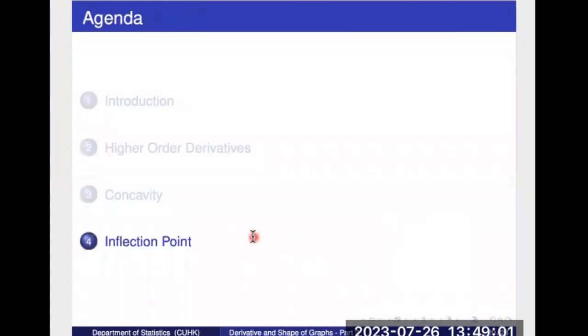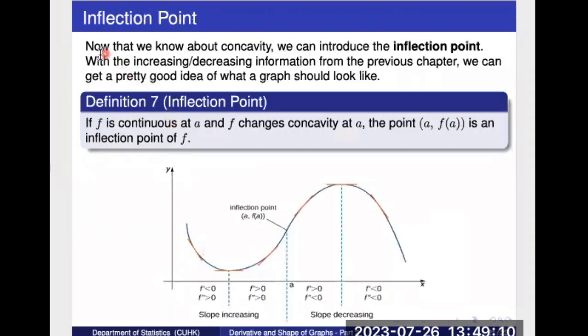That concludes the key ideas around using the second derivative to analyze concavity. Now we'll look at how to locate inflection points on graphs where the concavity flips. Now that we know about concavity, we can introduce the inflection point. With the increasing and decreasing information from the previous chapter, we can get a pretty good idea of what a graph should look like. An inflection point is a point on the graph where the concavity changes. In other words, it is a point where the graph changes from concave up to concave down or vice versa. Please refer to the definition on screen for more details.